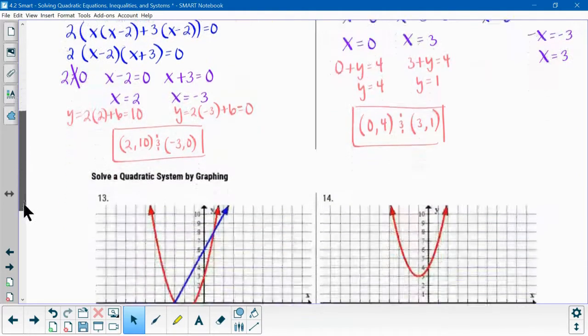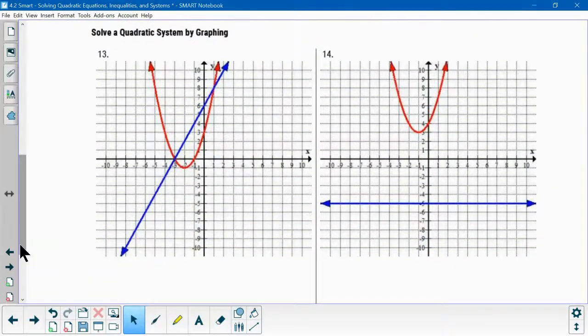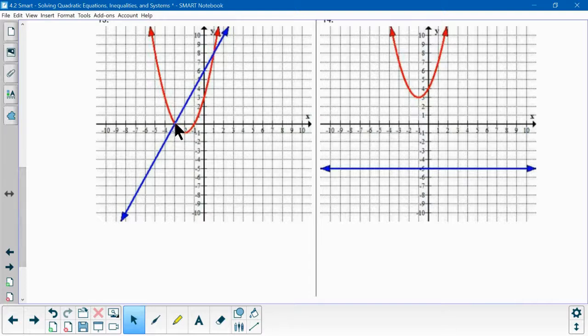The last thing we'll cover is how to solve quadratic systems by graphing. And again, when you have two equations graphed on a coordinate plane, and you're looking for the solution, you are looking for where they intersect. So for number 13, I can see that my first intersection is at (-3, 0), and my second intersection is at (1, 8). So my two solutions are (-3, 0) and (1, 8).